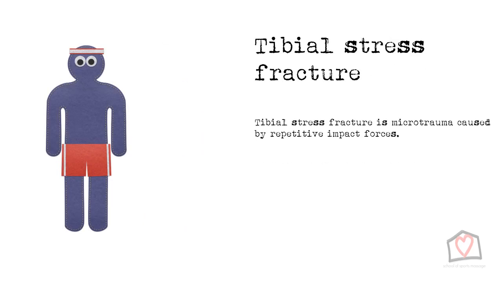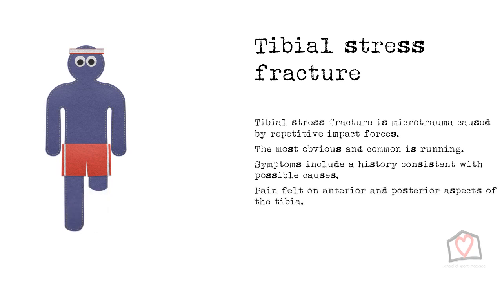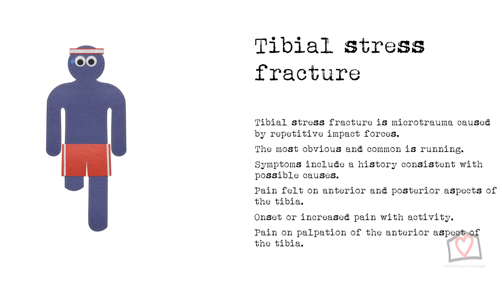The next possibility is a tibial stress fracture. This is the microtrauma caused by repetitive impact forces, so the most obvious and common is running. The signs and symptoms for this are a history consistent with possible causes, pain felt on the anterior and posterior aspect of the tibia, onset or increased pain with activity levels, pain on palpation of the anterior aspect of the tibia, and nodules along the anterior tibia. This is felt in the chronic stage.